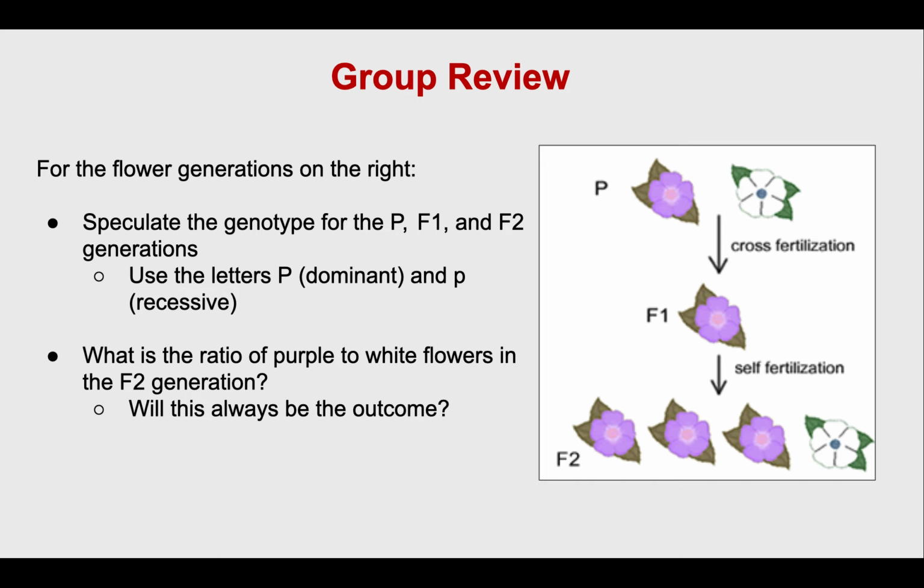3 to 1, yes. We see 3 with the dominant phenotype, 1 with the recessive phenotype. Will this always be the outcome when we're looking at this type of cross? Yes, it will be. If we're looking at pure lines and we do this type of cross, getting the F1 generation and self-fertilizing it, we're always going to see this 3 to 1 ratio.